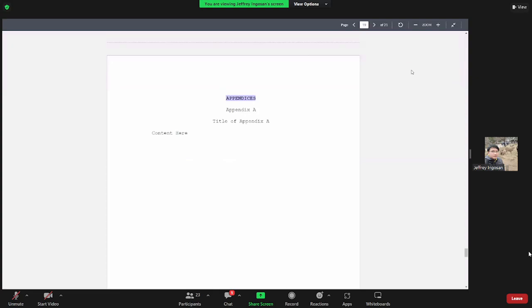So what do you put in the header? Appendices, not Appendix B. Appendices, page number. So if Appendix C has 10 pages, the first page does not have a header label. But the second page up to the 10th page will all be labeled Appendices followed by the page number.